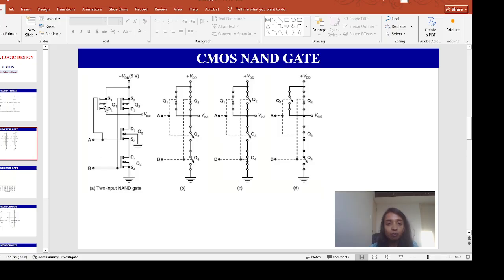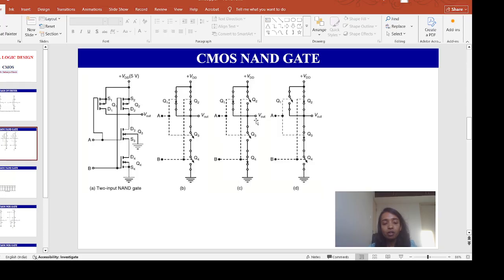VGS1 will be minus 5 volt, and VGS2, what will happen? VGS2 will be 0 volt because this B is plus 5 volt, right? And what will happen to VGS3? VGS3 will be 0 volt and VGS4 will be plus 5 volt. So Q1 will be on, Q2 will be off, Q3 will be off, and Q4 will be on. And this switching circuit is shown in this figure C. In this condition, my output will be plus 5 volt, right?